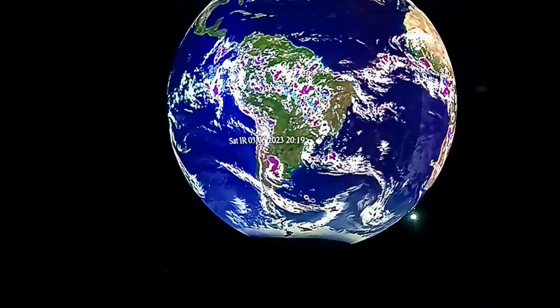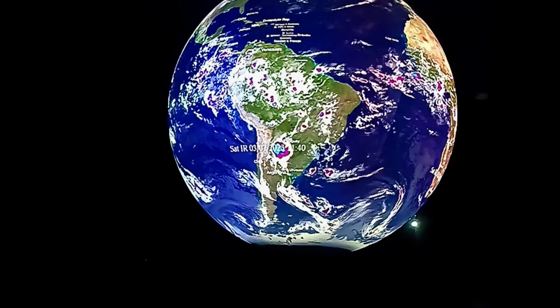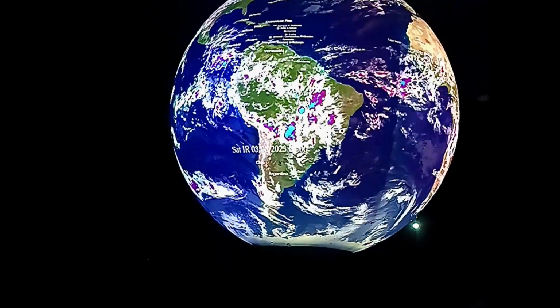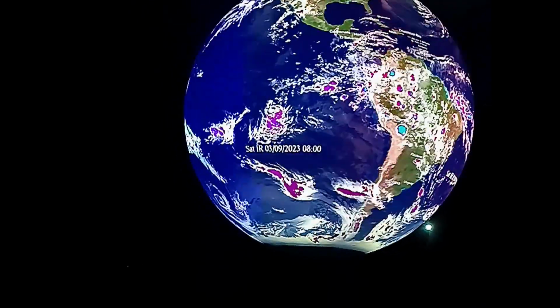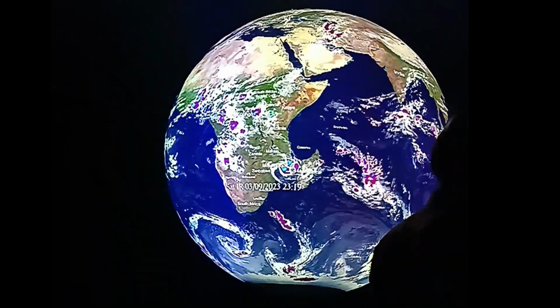In the real sky, you cannot see these three colors. Because what you are seeing is an infrared imagery. Here the color depends on the temperature of the cloud.